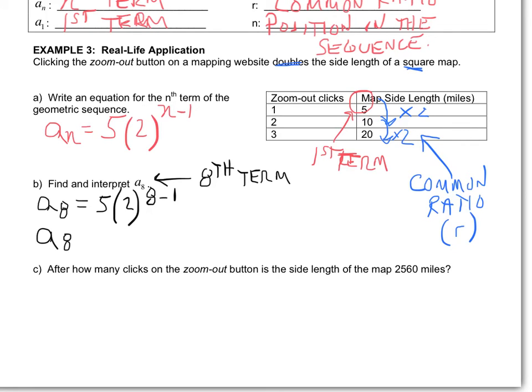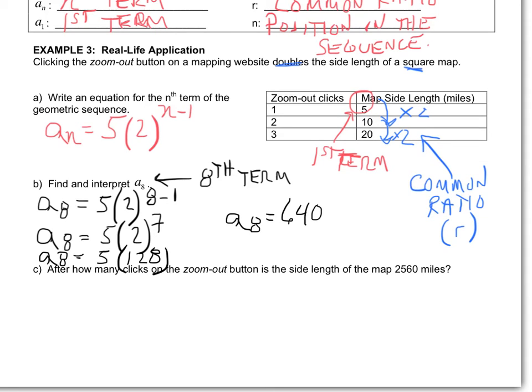So a8 equals 5. Don't multiply right away. Remember PEMDAS. We've got to do the exponent first. And so when I look at that next number, a8 is 5 times 128. Remember PEMDAS would say do the exponent next. And then that would mean that the 8th term is going to be 640.